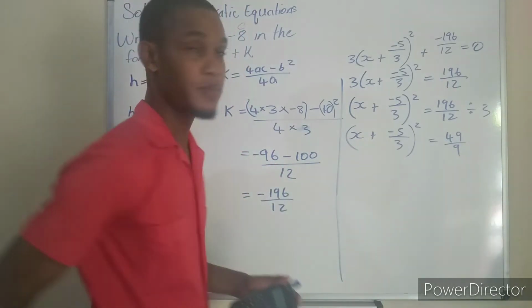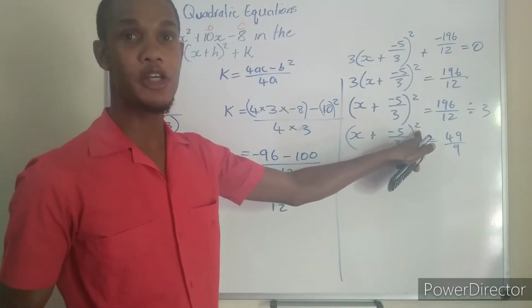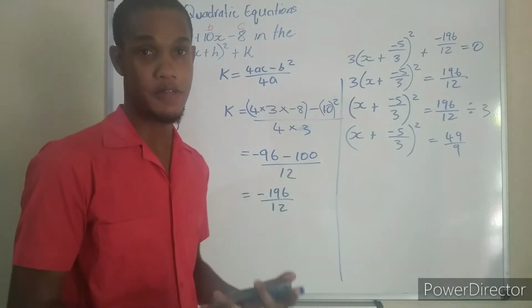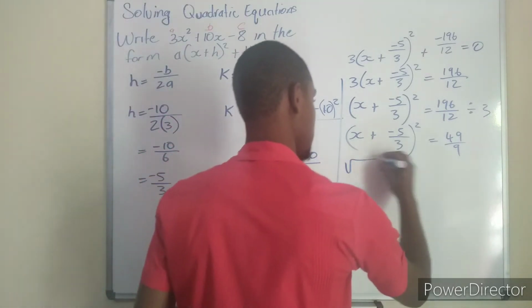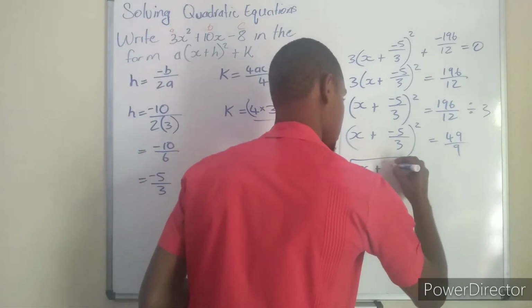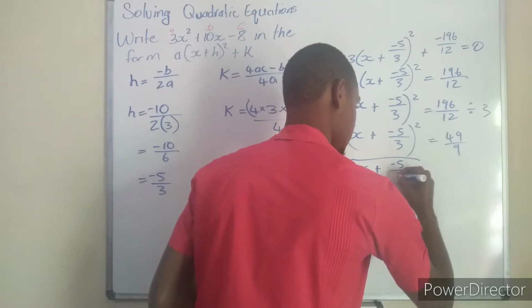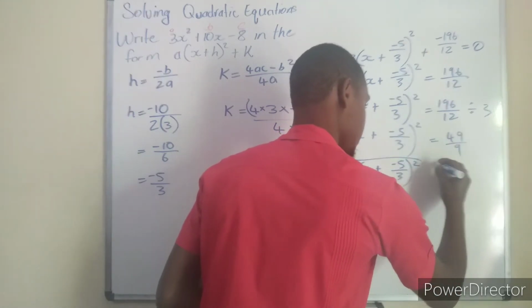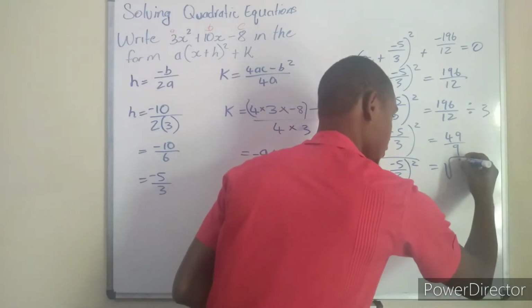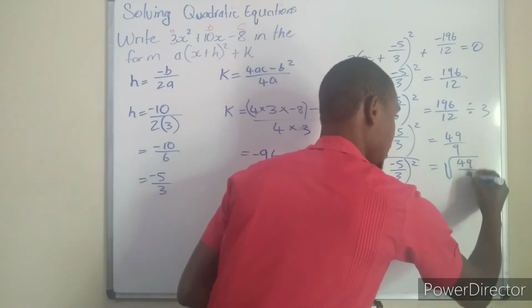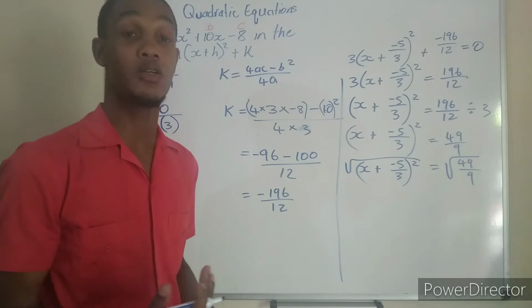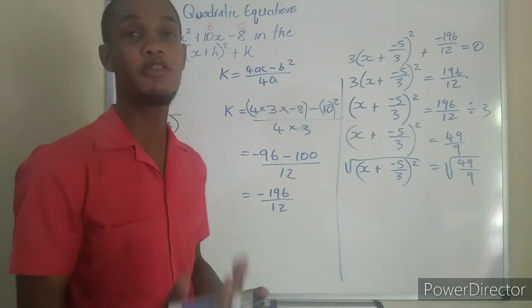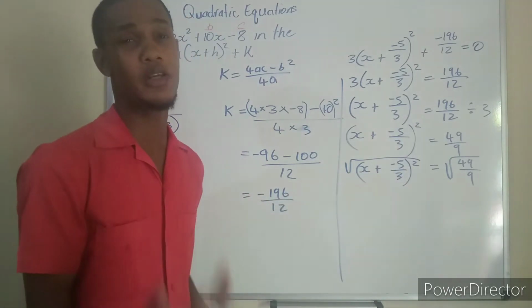Now when you get to this part, the fact that there's a square here, you'll have to do the opposite of that, which is to find the square root. So it will be the square root of x plus negative 5 over 3 all squared is equal to the square root of 49 over 9. So when you square root this, it will cancel out the square, as it is the reverse of the square.